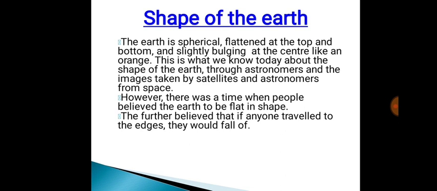The earth is spherical, flattened at the top and bottom, and slightly bulging at the center like an orange. This is what we know today about the shape of the earth through astronomers and the images taken by satellites and astronomers from space.